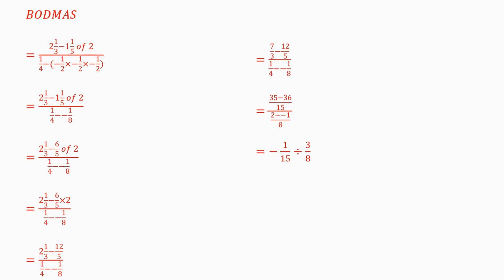When we are performing a division by a fraction, you can evaluate it by multiplying using the reciprocal. So we shall have negative 1/15 times 8/3, the reciprocal of 3/8. Since there is nothing that cancels out, we just perform the multiplication of the numerators and the denominators. We are left with negative 8/45. So that is how you perform such an operation without using a calculator.